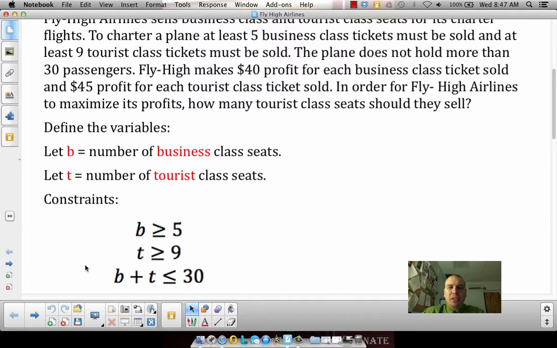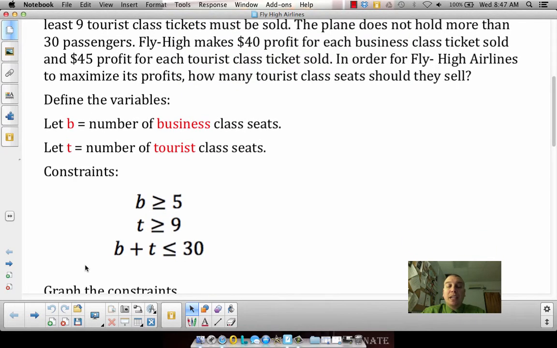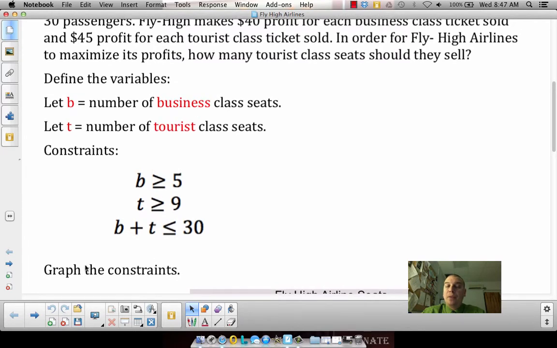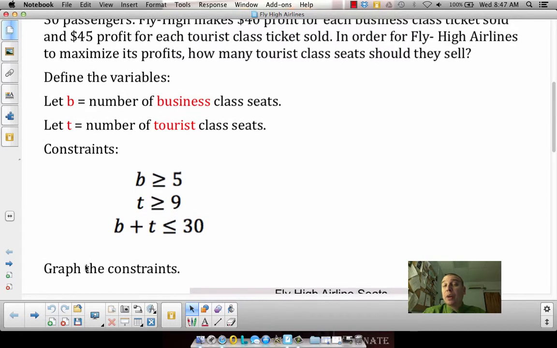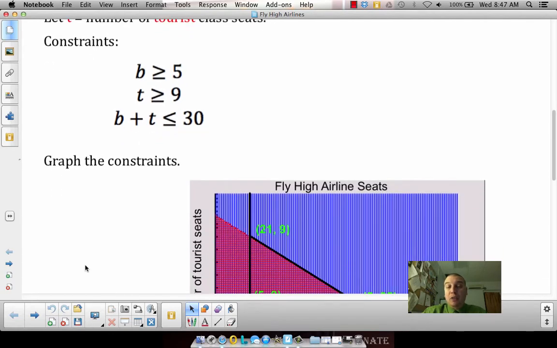What about these other numbers, the $40 and the $45? We're going to hold on that. That's how much money we make off of each of these seats. So now I'm going to have to graph the constraints. Graphing lines is something we do not teach here. It's something you're supposed to be able to do before you come into Algebra 2. So I'm not going to spend time showing you how to graph lines and figure out what side to shade. If you need assistance, hop on YouTube, or show up today after school so you can get help.